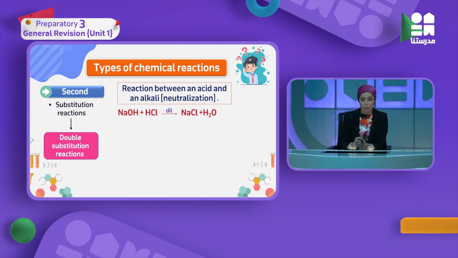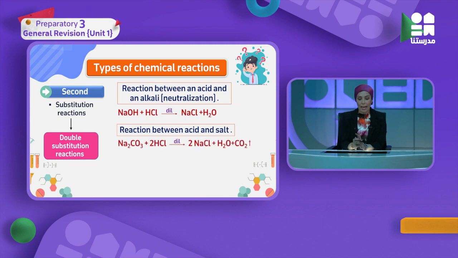Let's see an example. This is acid, hydrochloric acid HCl, with alkali sodium hydroxide NaOH, giving salt, sodium chloride, plus water. Another one: a reaction between acid and salt. Here we changed to acid with salt. Hydrochloric acid with sodium carbonate gives me sodium chloride. Does it replace it or not? Yes, it replaces it.